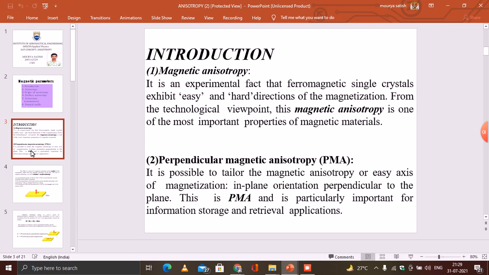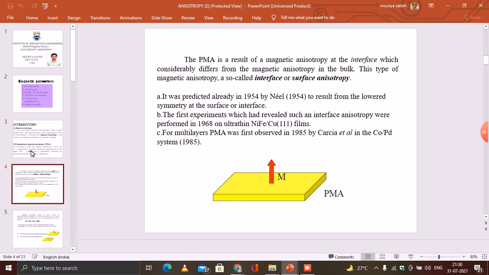Perpendicular magnetic anisotropy. It is possible to tailor the magnetic anisotropy, or its axis of magnetization, from in-plane orientation to perpendicular to the plane. This is the PMA and is particularly important for information storage and retrieval applications. The PMA is the result of magnetic anisotropy at the interface, which considerably differs from the magnetic anisotropy in the bulk. This type of magnetic anisotropy is called interface or surface anisotropy. It was predicted already in 1954 by Néel to result from the lowered symmetry at the surface or interface.